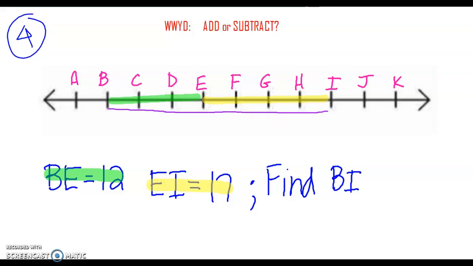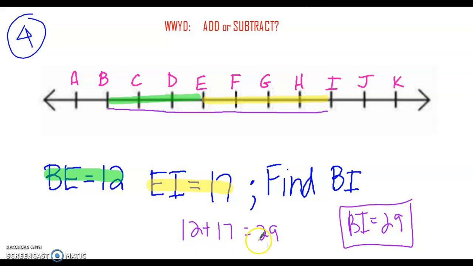Basically, you're looking for the total length. So again, those segments are right next to each other, so we have practiced that we would add those together. So 12 plus 17 gives you 29. So BI, again, labeling here, guys, is important. BI equals 29. This is just my computation, my calculations to get the answer. This is what I'm actually looking for.